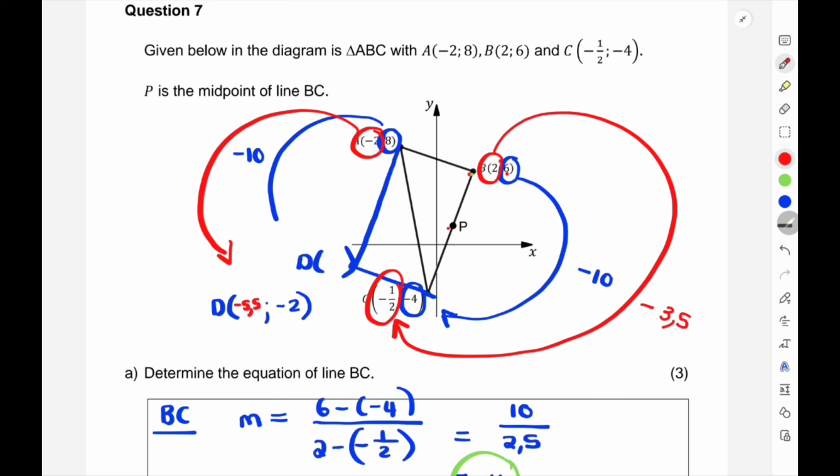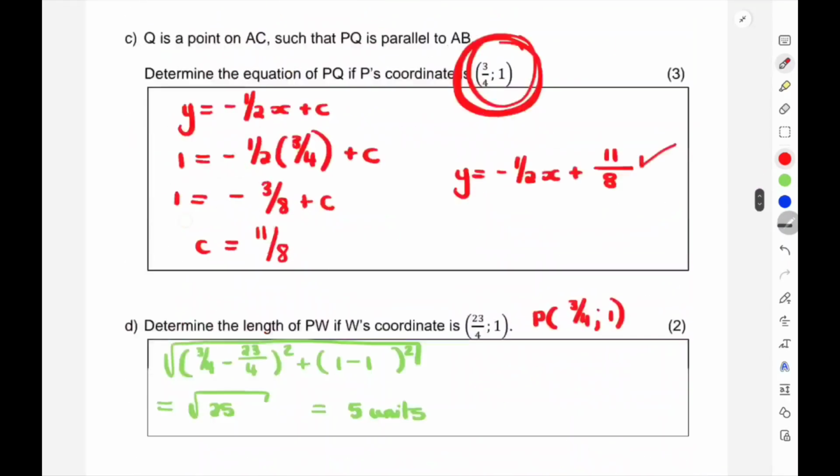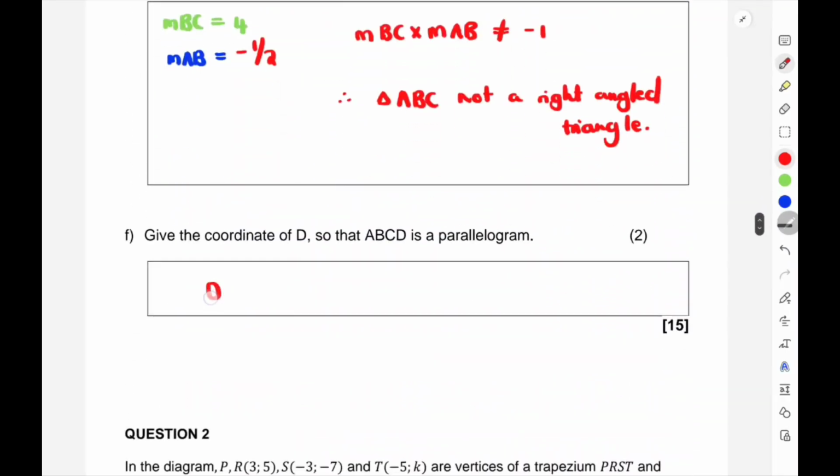Okay, so do you remember how to get those quick and easy? You could have also gone this way around. How did I get from 2 to negative 2? I subtracted 4. So negative a half minus 4 gives you negative 5.5. How did I get from 6 to 8? I added 2. So from negative 4, I add 2, which gives me negative 2. So it's perfect. Okay, so D's coordinate is negative 5.5, negative 2.